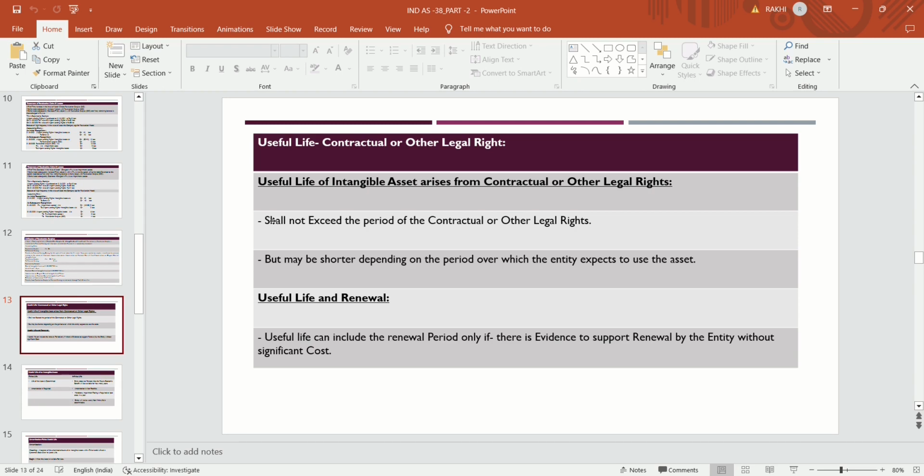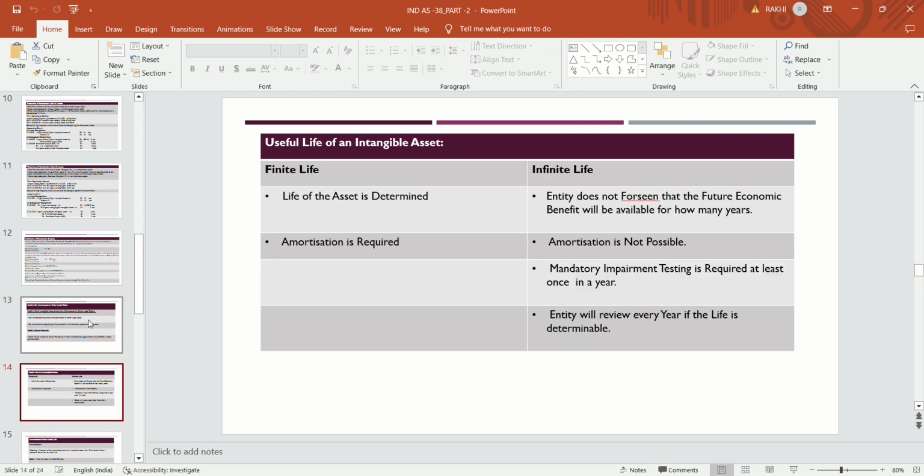Useful life and renewal: the useful life can include the renewal period only if there is evidence to support that the entity can renew without significant cost. So only if there is evidence that renewal is possible can they extend the useful life of the asset. And there are two types of useful life of an intangible asset: one is finite life and the other is indefinite.